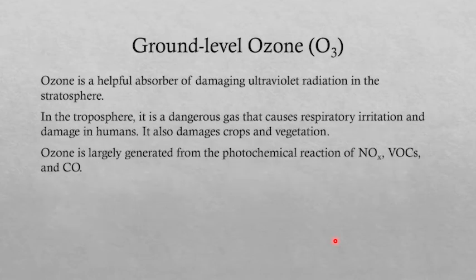Next, we have the ground level ozone. Now, we have two types of ozone. We have ground level ozone and stratospheric ozone. If the ozone is present in the stratosphere, then it is very helpful. It is a helpful absorber of damaging ultraviolet radiation in the stratosphere. That is why we have always been concerned about the ozone layer. We have banned and phased out substances that can deplete the ozone layer. That's because the ozone layer is in the stratosphere and it is very far from us.